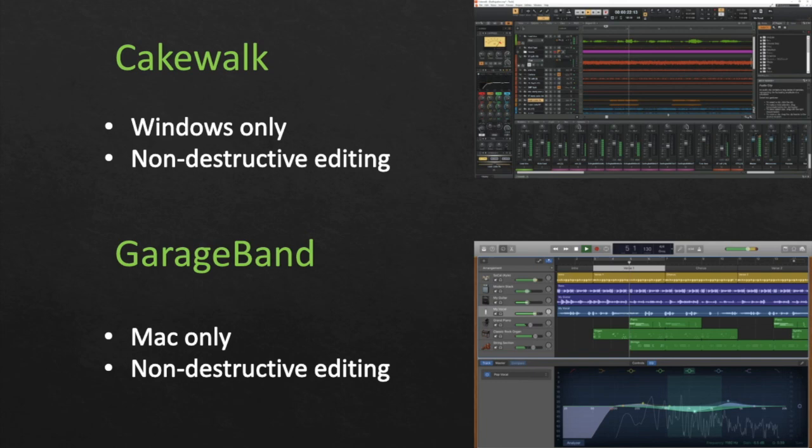Cakewalk is a Windows-only platform, but it features non-destructive editing, just like Audition. GarageBand is a Mac-only platform with the same non-destructive editing, so you can go back and turn off effects in between sessions, and you can get back to your original waveforms. So Cakewalk, GarageBand, and Audition are very comparable, so just depending on which platform you're on, you may want to check out some of these free examples.